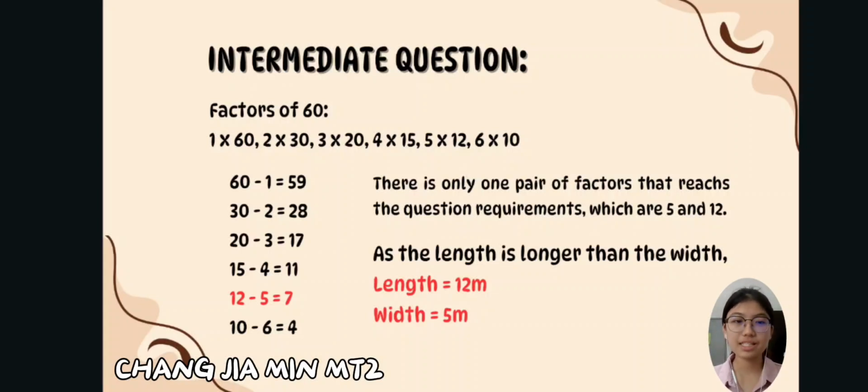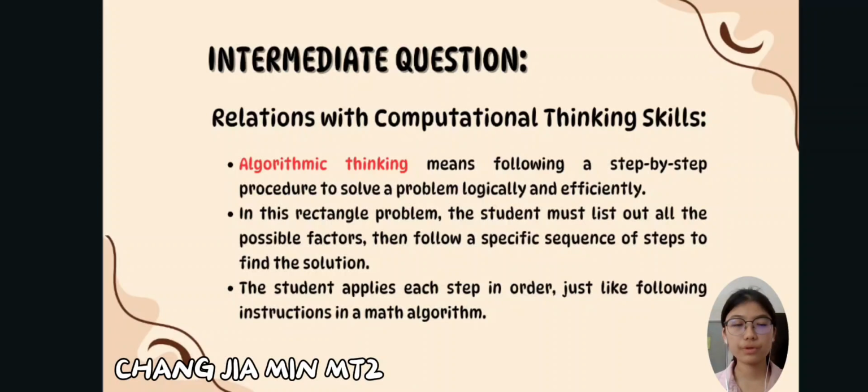So, as the length is longer than the width, length is equal to 12 meters and the width is equal to 5 meters. In this question, computational thinking skills are also involved. The main computational thinking skill we can see is algorithmic thinking. It is because the student must list out all the possible factors and then they need to follow a specific sequence of steps to find the solution.